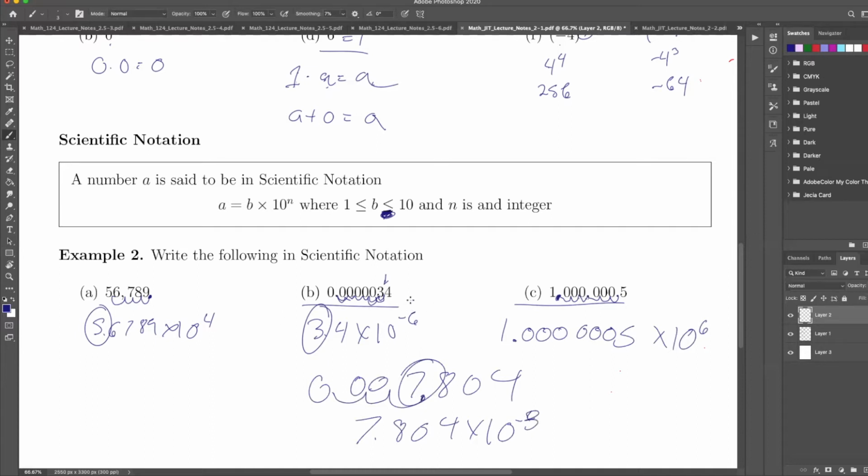So this is scientific notation. You'll see this in your science classes. The reason we have to keep all these digits is because this is how accurate it is. And so we want to keep that level of accuracy.